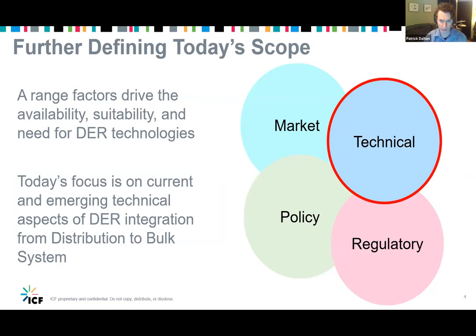Further, we're going to really limit the scope of that type of DER to technical aspects. So again, I want to recognize the importance of policy, market, regulatory drivers in how and when DER is deployed, and also even the technology itself of what's required to be installed can originate from a regulatory process or a policy related process, and the market really determines what's offered for capabilities. A lot of this is driven by standards, which is central to our discussion, but we're really going to try to keep this tightly focused on the technical aspects of DER integration.